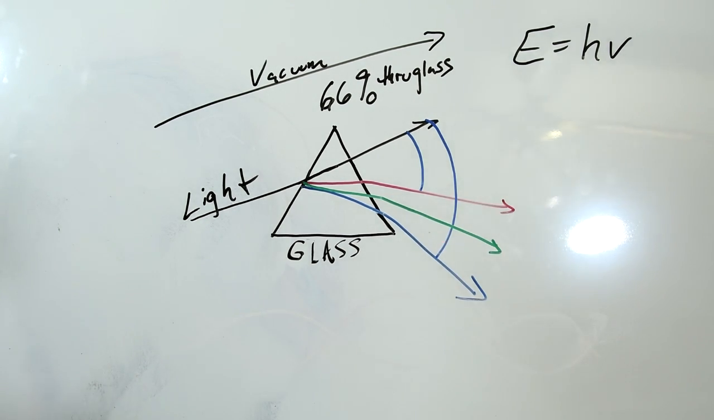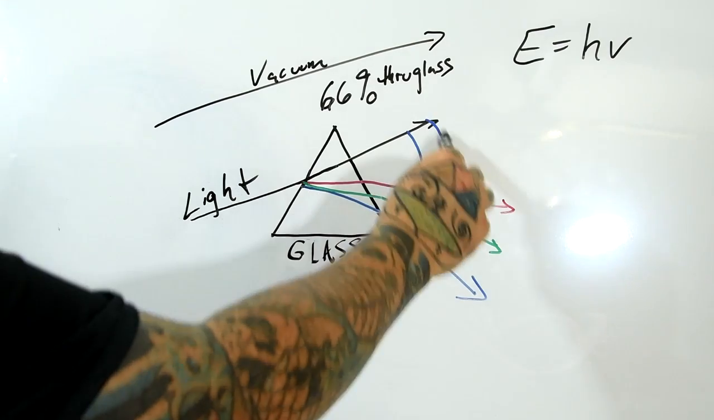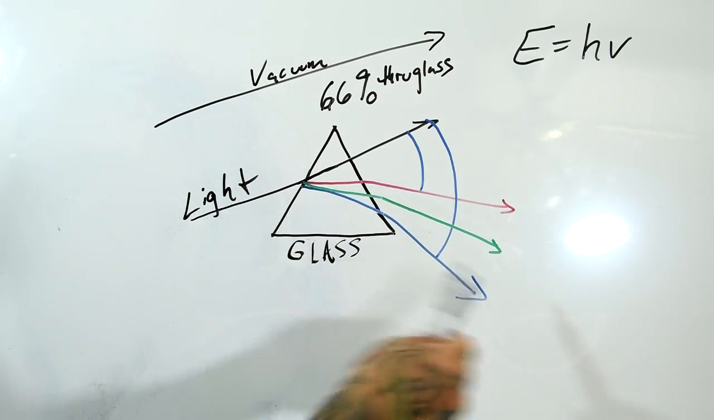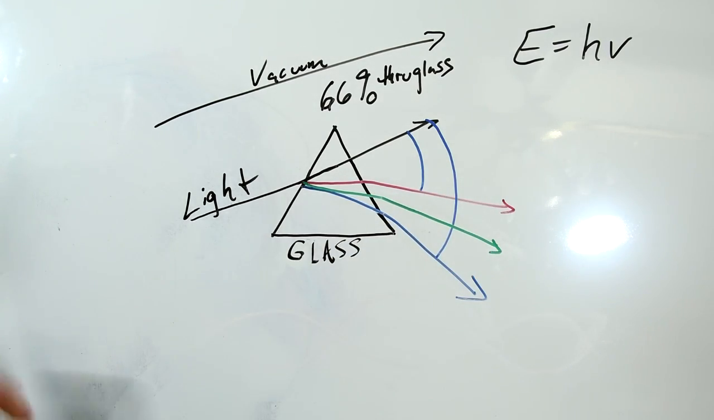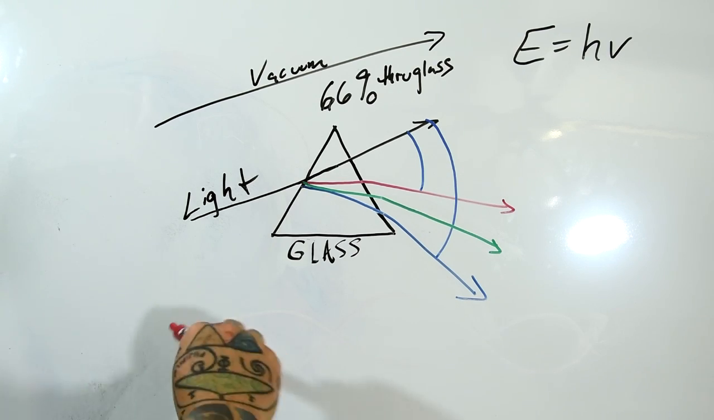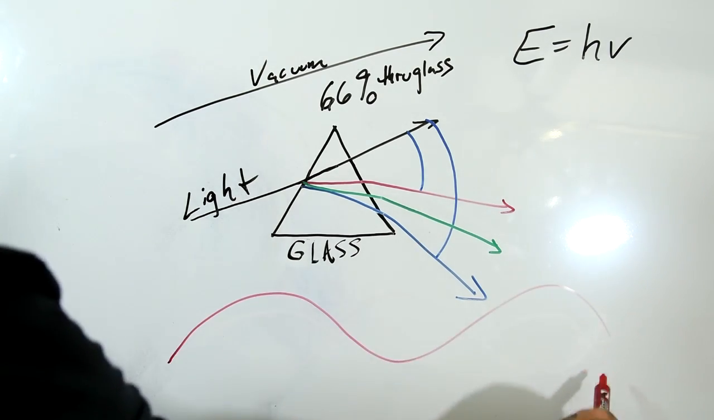So, why would it be the case that blue light is refracted through a prism much more than red light? Here we have the actual angle of deflection or angle of refraction of red light, green light, and blue light. Why would that be the case? Let's take a look at the spatial footprint of red light, for example.